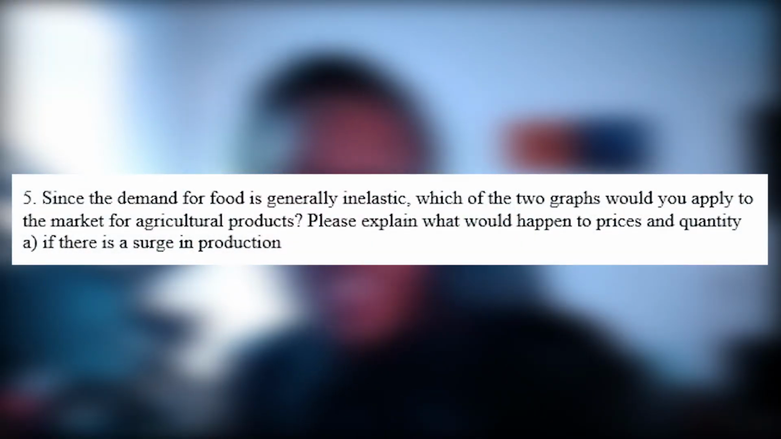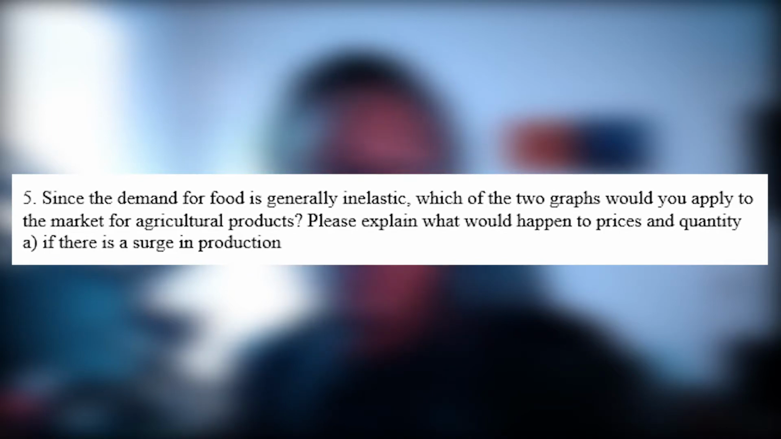Question 5 states, since the demand for food is generally inelastic, which of the two graphs would you apply to the market for agricultural products? Please explain what would happen to prices and quantity. If there is a surge in production, the quantity would increase while the prices would decrease. If there's a decrease in crop supply, prices would increase while product quantity would decrease. Here is the graph that would go along with this the most.